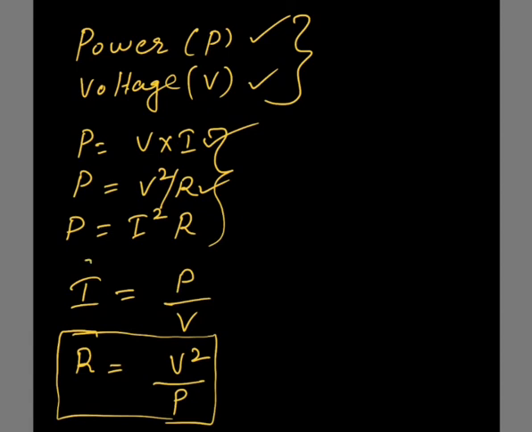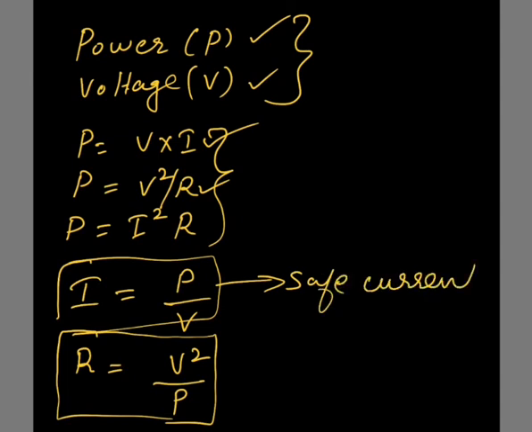Now if you want to find the safe current, this is actually the safe current. Safe current means the maximum current that the device can hold. If more current is passing through the device, maybe it is not good for the device. The device may get damaged. So there is a safe current that can flow through the device while it is working. It can be found out using this equation, power divided by voltage.